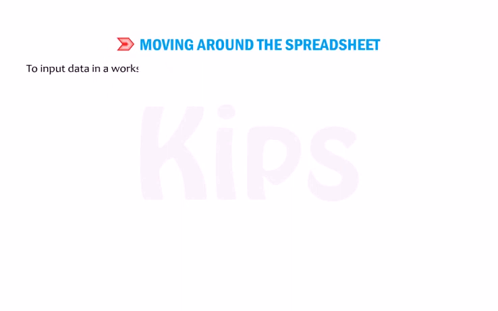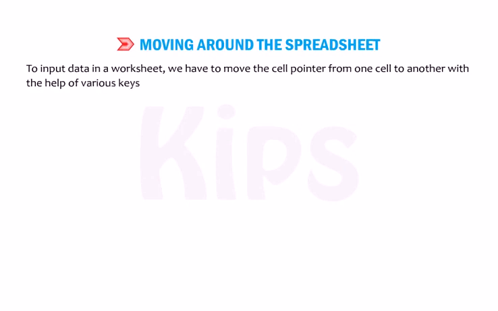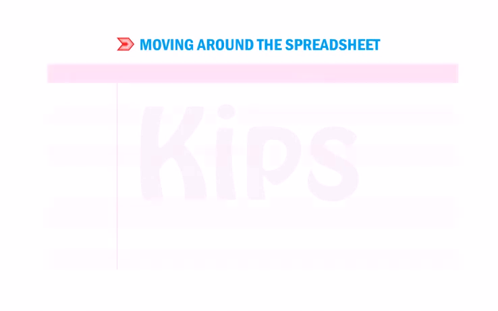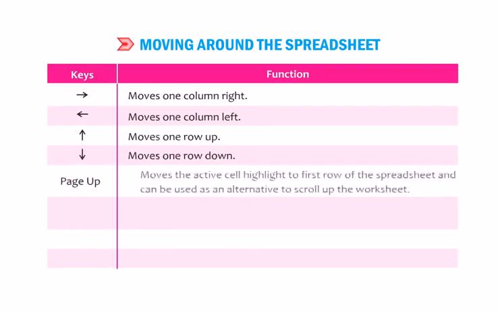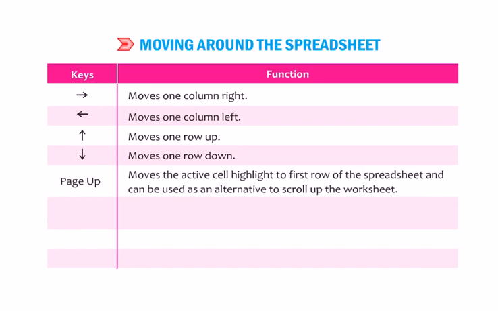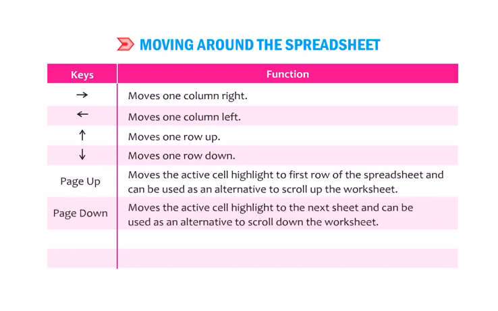To input data in a worksheet, we have to move the cell pointer from one cell to another with the help of various keys defined in the given table. Keys and functions. Moves one column right. Moves one column left. Moves one row up. Moves one row down. Page up. Moves the active cell highlight to the first row of the spreadsheet and can be used as an alternative to scroll up the worksheet. Page down. Moves the active cell highlight to the next sheet and can be used as an alternative to scroll down the worksheet.